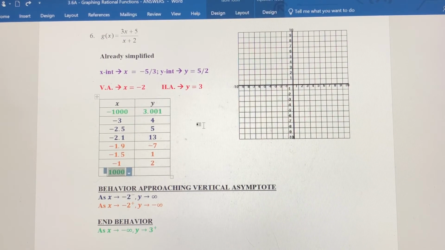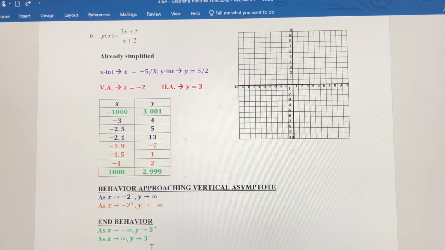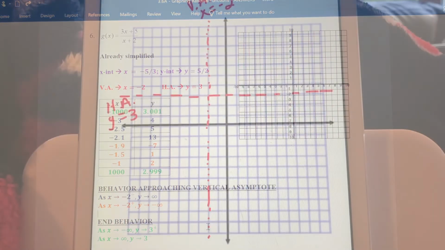Okay, let's plug in a pretty large positive number. So as x approaches positive infinity, we're going to come from below 3, but again, we should still be approaching this 3 value. But notice we're a little bit less than 3. So what we say there is as x approaches positive infinity, y is going to approach 3 from below. Okay, so let's graph that function, and we'll be done.